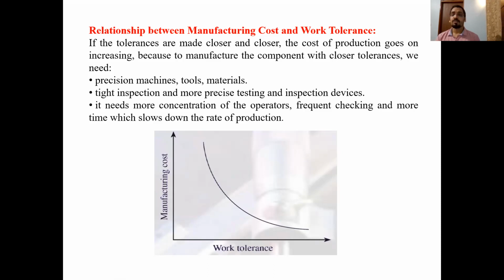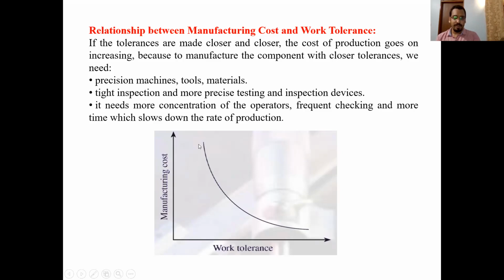Good inspection devices should also be used. So in this way, as you try to come closer to the basic size, the cost of production increases. This graph shows the relationship between the manufacturing cost and the work tolerance.